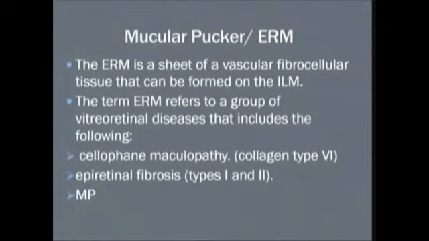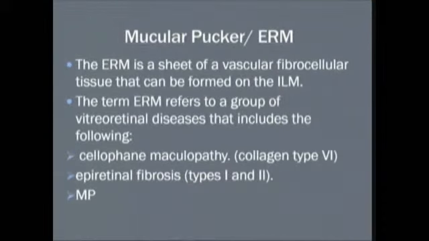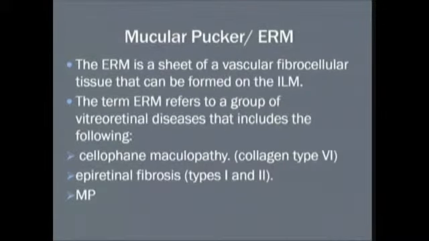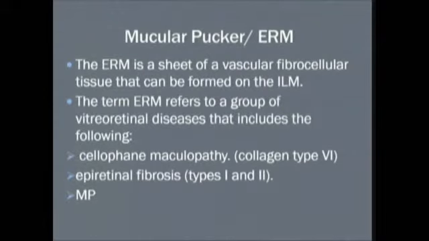Another entity is the epiretinal membrane. The epiretinal membrane is a sheet of avascular fibrocellular tissue formed over the internal limiting membrane. And there are different kinds of epiretinal membrane: either cellophane maculopathy, epiretinal fibrosis, or macular pucker when it is thick. And it depends on the type of collagen which is involved.